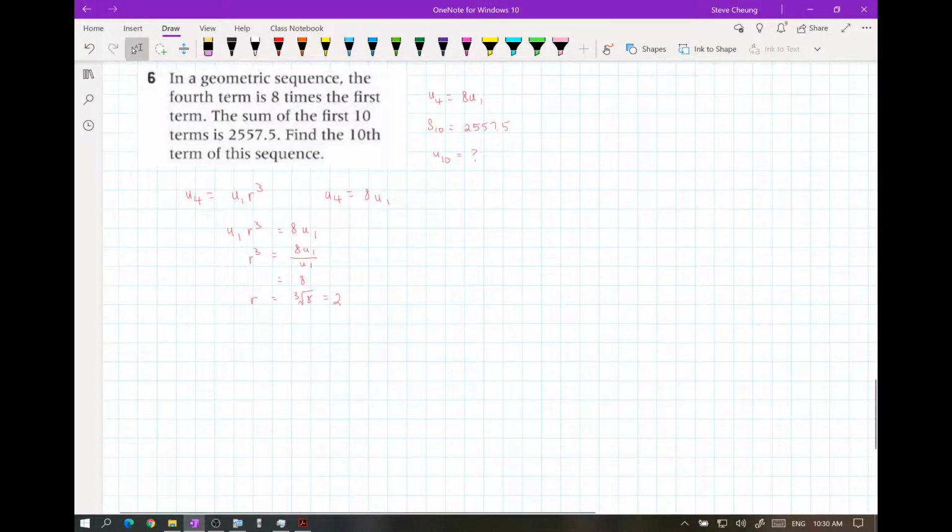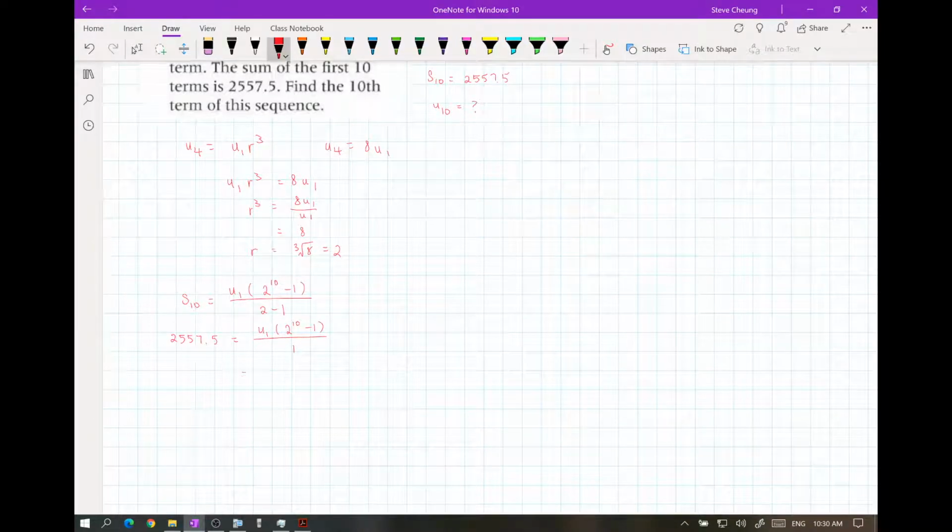Then to find the 10th term, wait, I haven't used the sum yet because I don't know what the first term is. So the sum of the first 10 terms in a geometric sequence is u1 times r to the power of n minus 1, over 2 minus 1. And we know that the sum is as follows. I don't really want to simplify this number. And it is just all over 1.